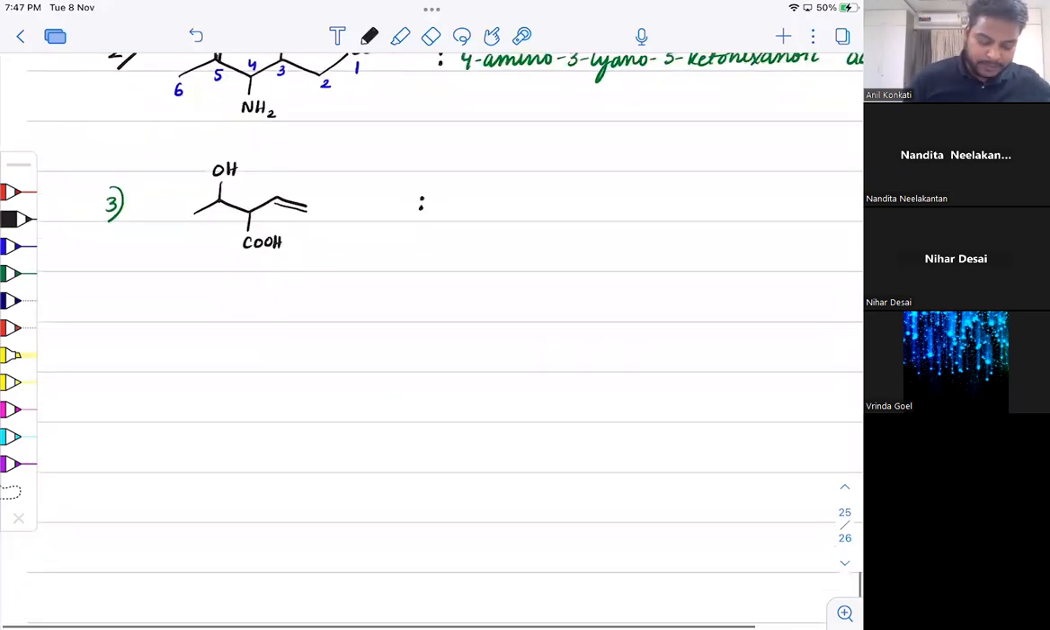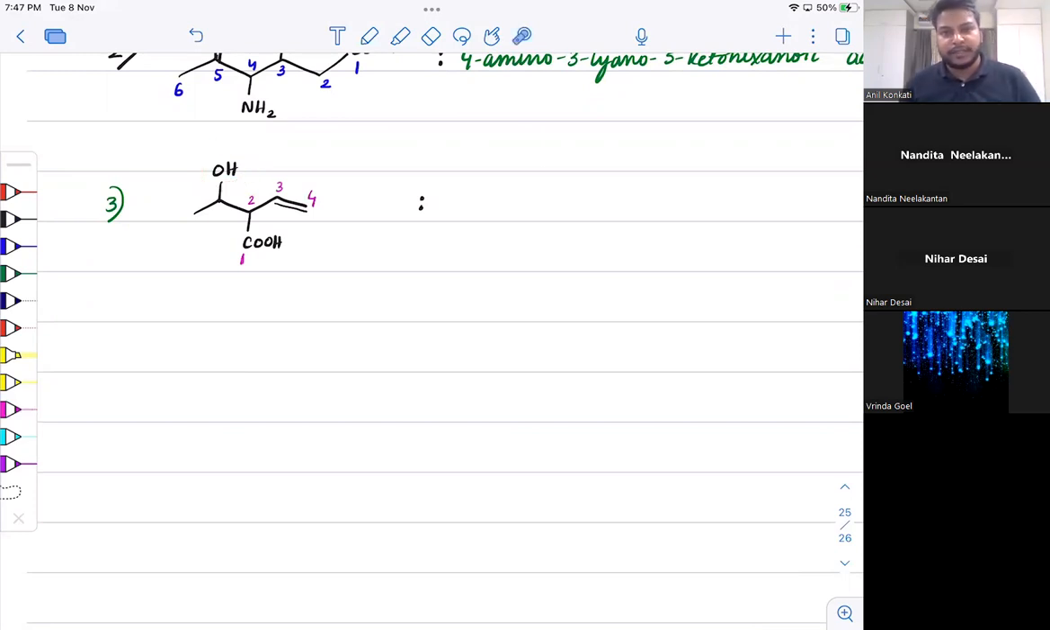See, while numbering, this is the more tricky one. You will start with COOH for sure. So 1, 2, you will go this side, 3, 4. Don't think, sir, OH is priority. Once one has been given the functional group, everything will be substituted.